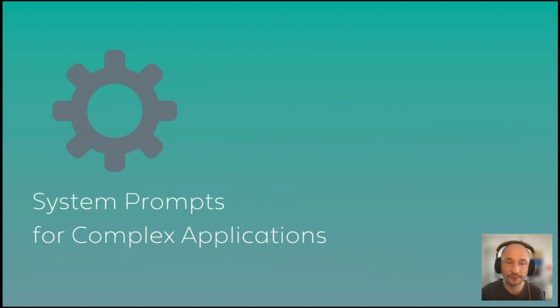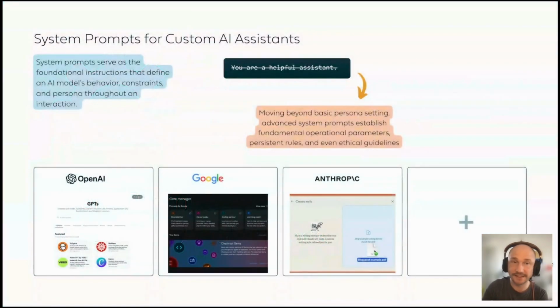And we will look into system prompts for more complex applications. So we have just seen it in the overview. This all emerged from the idea that we want to have more specific to a given use case behavior of a model, so that it should adhere to some constraints or persona definitions when being interacted with.